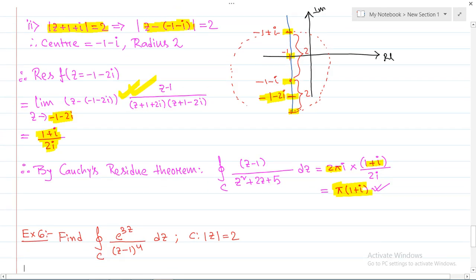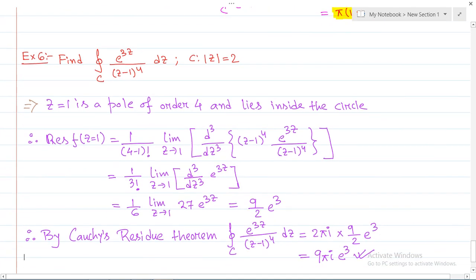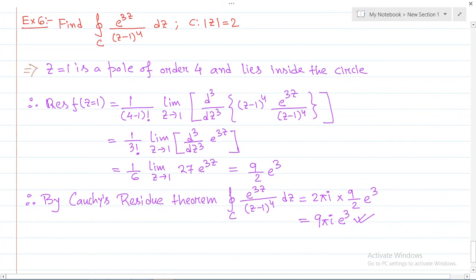Let us come to the last example. Here we have taken e power 3z by (z minus 1) whole to the power 4, and the circle is given as mod z equals 2. Definitely now all of you have understood that at z equal to 1 the singularity exists and it is a pole of order 4, because the power is given as 4, and z equal to 1 definitely lies inside the circle.